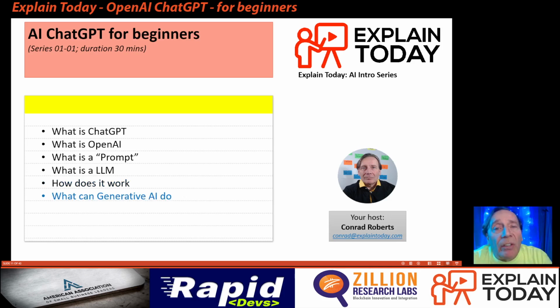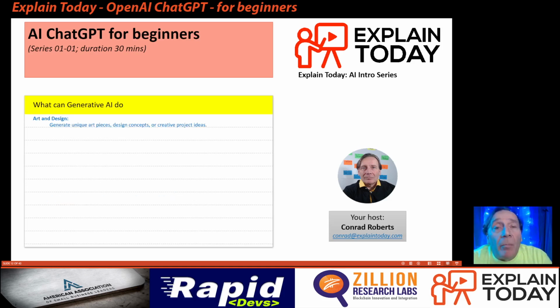And what can generative AI do? It can do a lot. We will not cover all of it, but for instance, it can be used for arts and design, generate art pieces, design concepts, very creative stuff. Storytelling, that is a very, very good one. Short stories, kids stories, anything that you can think of.